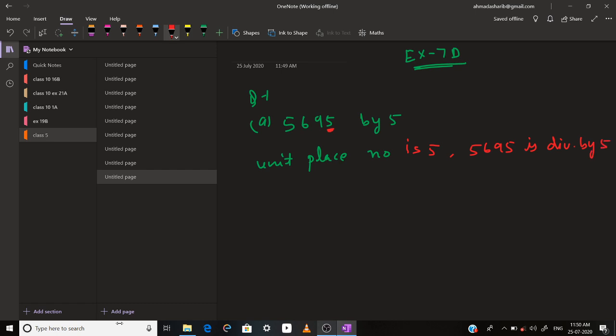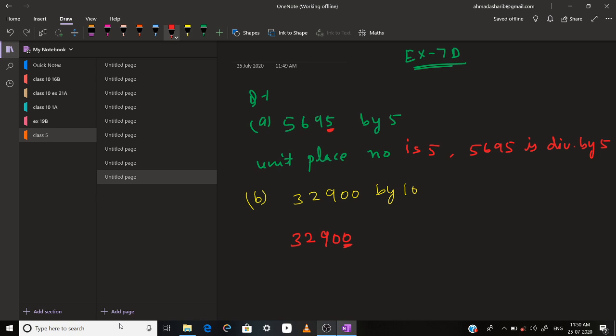Okay, B part, we have to check divisibility by 10 in 32,900. So we have to check if 0 is there at the unit place. Yes, in 32,900, 0 is there at the unit place, so it is divisible by 10.